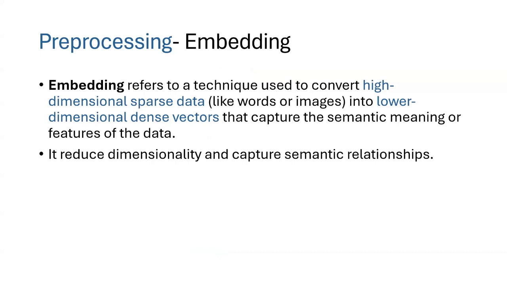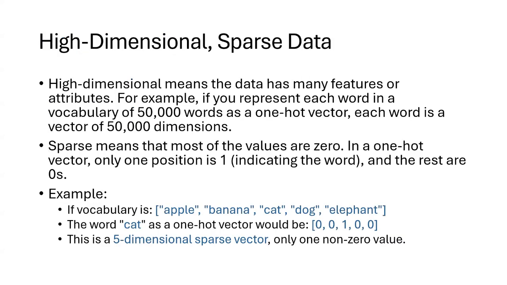What is embedding? Embedding refers to a technique used to convert high dimensional sparse data into lower dimensional dense vectors that capture the semantic meaning or features of the data. It reduces dimensionality and captures semantic relationships. What is the meaning of this? We need to understand two things: what is high dimensional sparse data and what is a lower dimensional dense vector? Let us see this first. High dimensional sparse data.